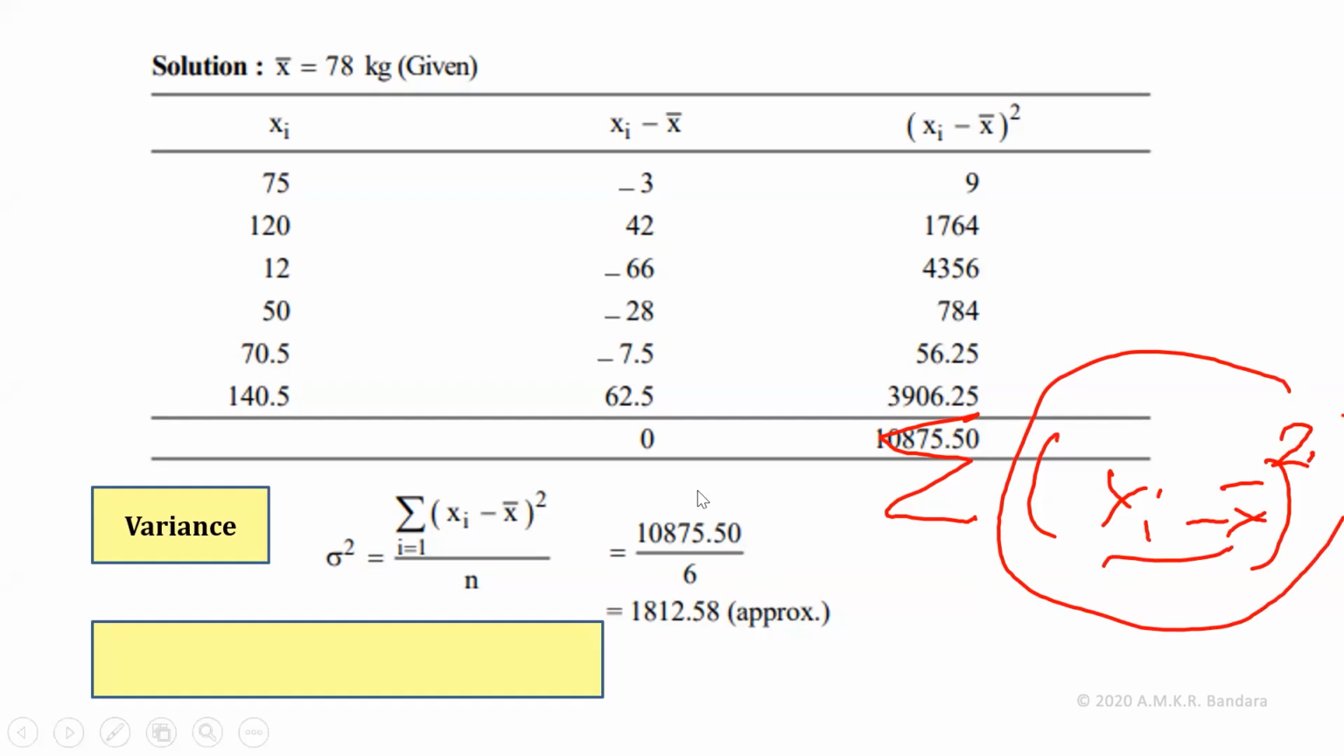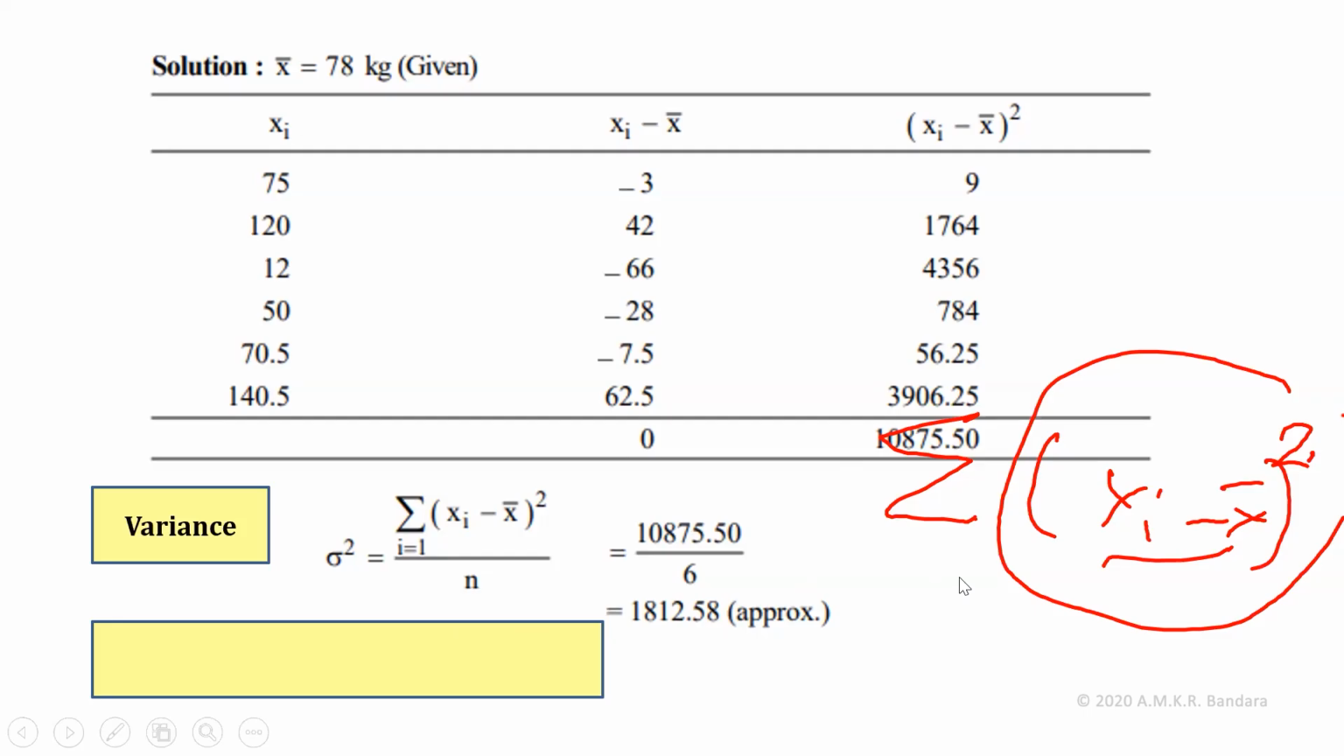So that quantity is this much, and we have to divide, if this data corresponds to a population, this sum of squared deviations by the number of observations, 6, in order to find the variance. So variance is 1812.58 for this data set.